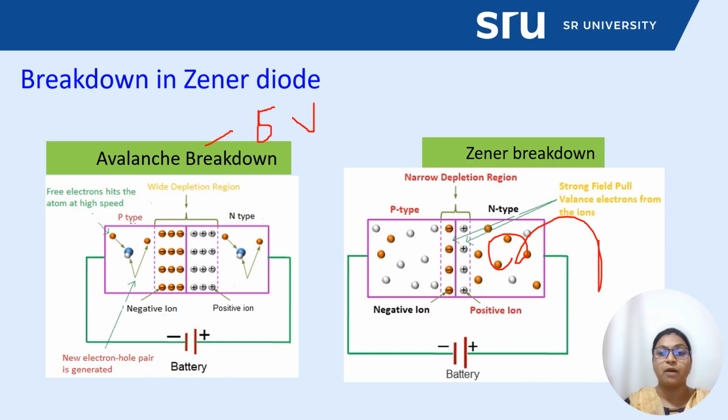Now, what are the basic comparison features of avalanche and Zener breakdown? Let us look.